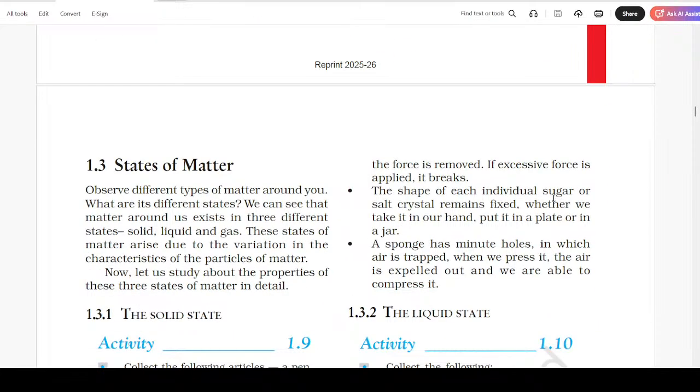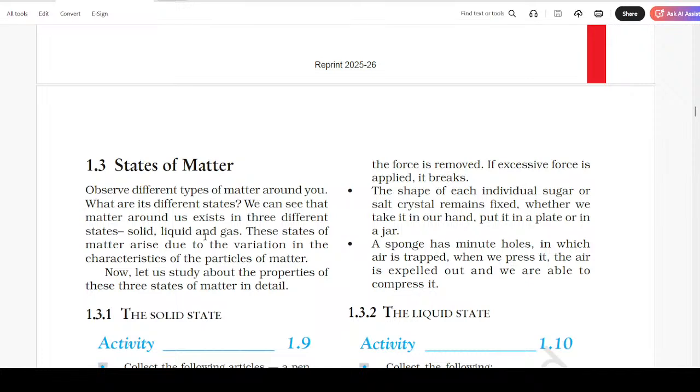States of matter. Look at the different types of matter around you. What are its different states? We can see that matter around us exists in three different states: solid, liquid, and gas. These states of matter arise due to the variation in the characteristics of the particles of matter.